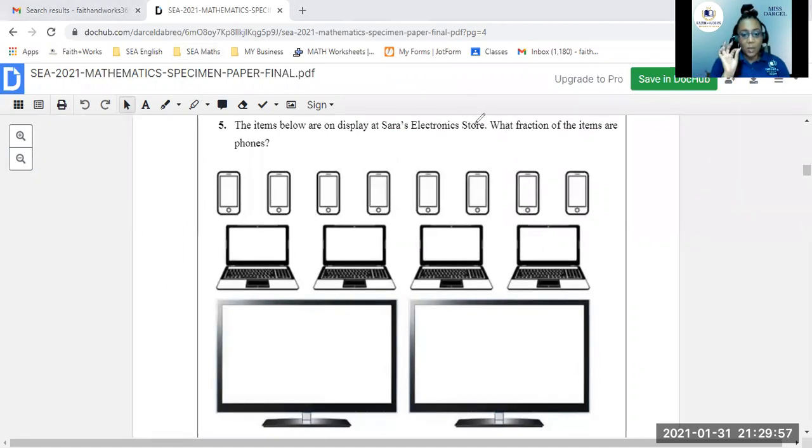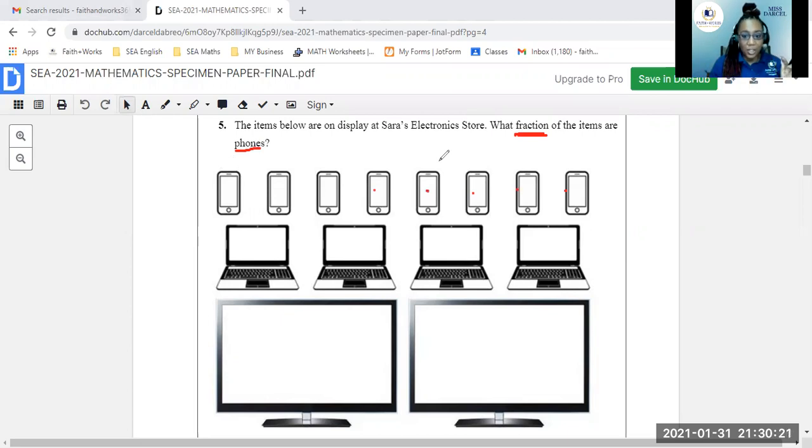Keyword clues and worded problems. Look at what the question says. What fraction of the items are phones? So that means that the answer has to be in fraction form. All right, so don't just say you count the phones. 1, 2, 3, 4, 5, 6, 7, 8. Ooh, 8 phones. That's not the answer.